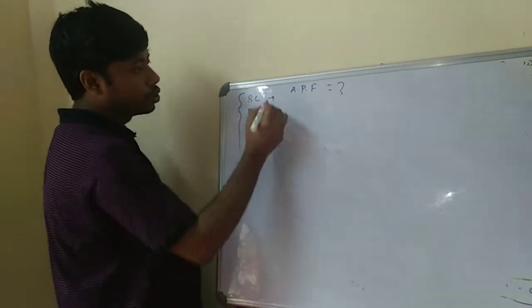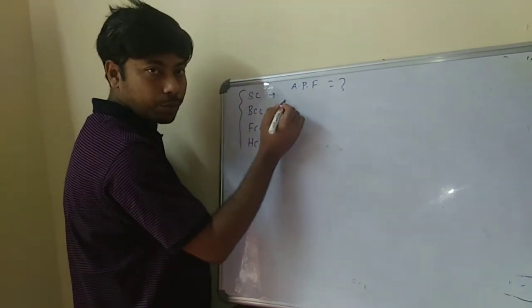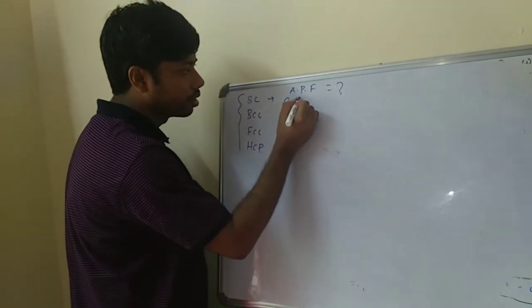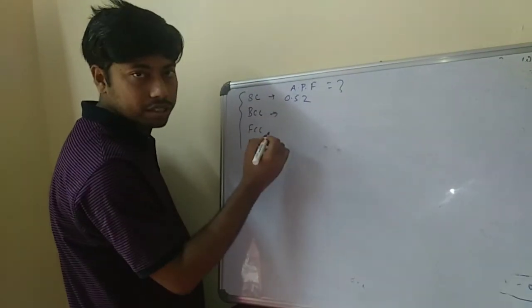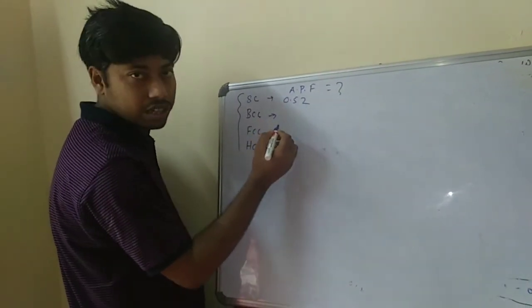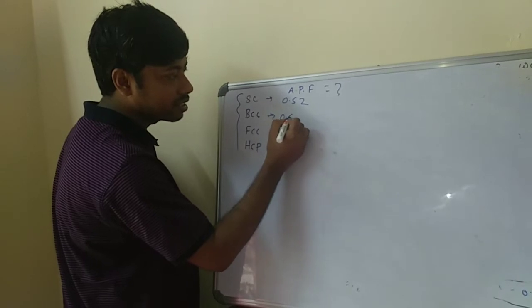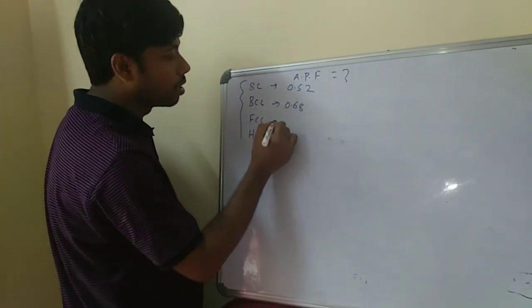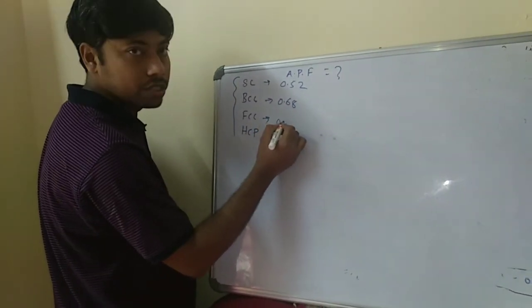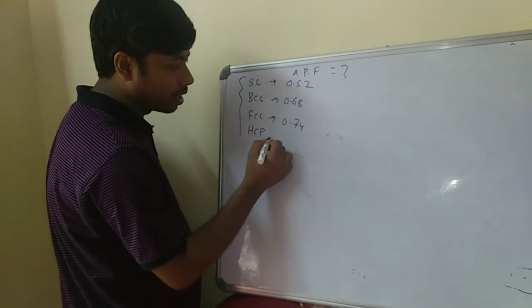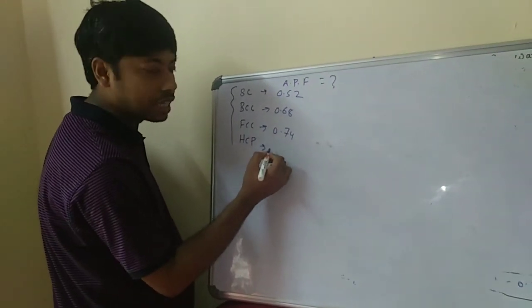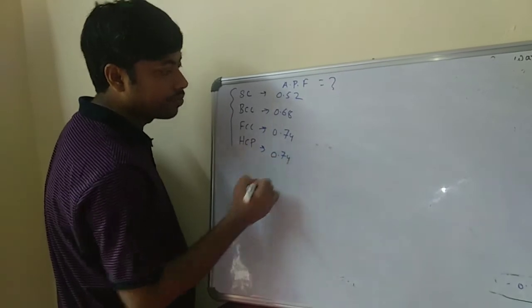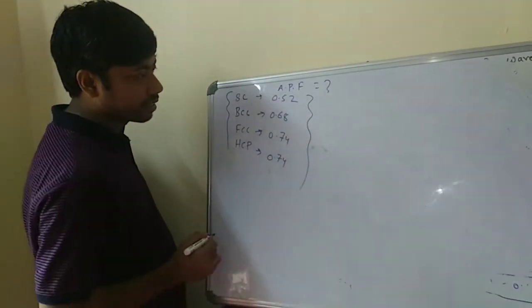For simple cubic, the atomic packing factor will be 0.52, right? Second, for body centered cubic, that will be 0.68. For face centered cubic, that will be 0.74. For hexagonal close packed, that will be 0.74 also. So these are the atomic packing factors.